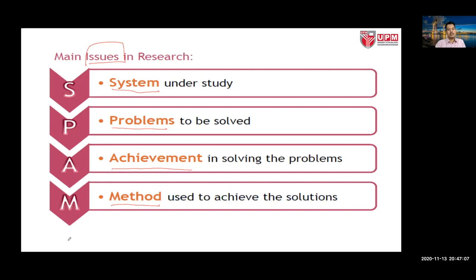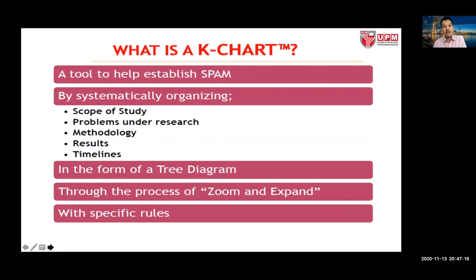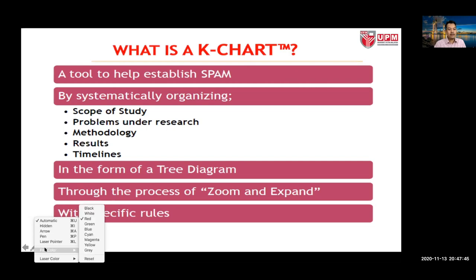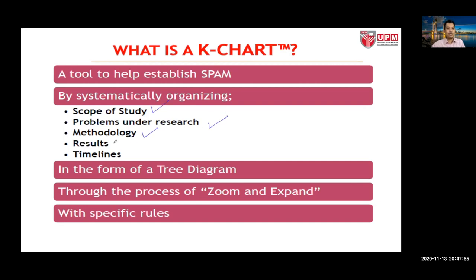So these are the main issues in research that you want to find a tool to cover. And then, as I said just now, K-Chart may be suitable for you to address the issues in research. What is K-Chart? It is a tool to help establish the SPAM: the subject under study, the problem, the achievement, and the method. And it does so by systematically organizing these items in terms of the scope of study, problems under research, the methodology, results, and timeline. So imagine one tool that can help you resolve many things in research, especially related to the SPAM. So how does it look?